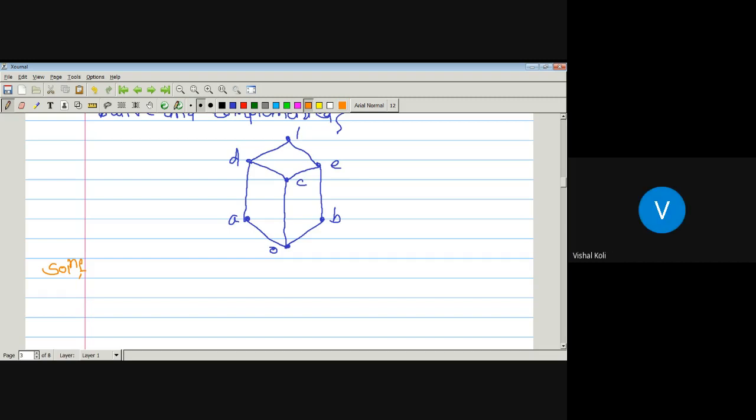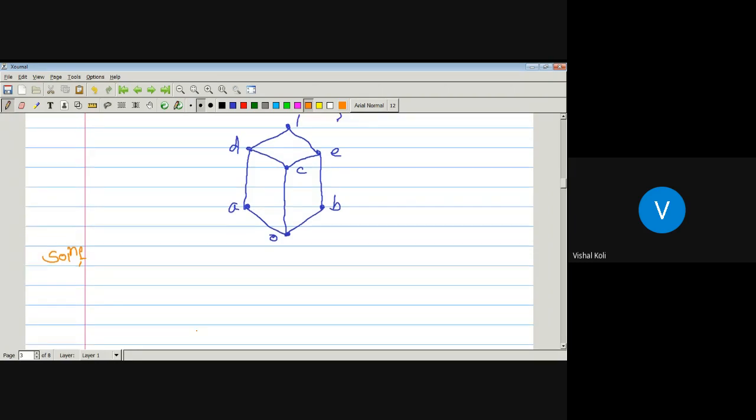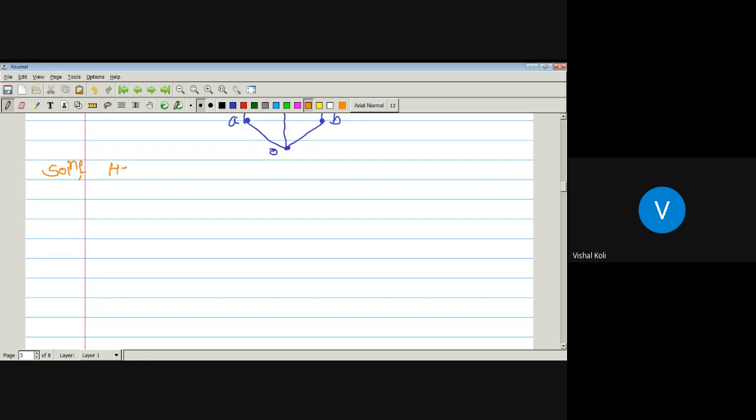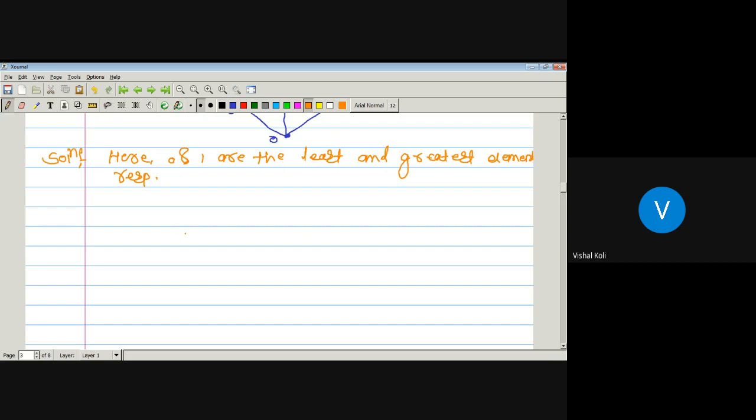Yes. So here we have to find out the closure table with respect to both the operations join and meet. First we will see the join. Now here 0 and 1 are the least and greatest element respectively.